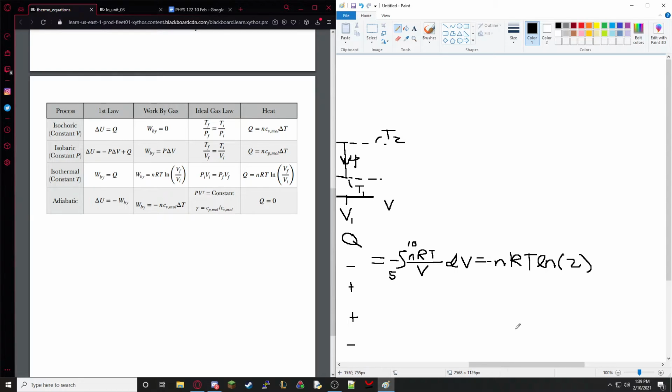And does anyone calculate a value? What's the actual value for this? We plug in everything.